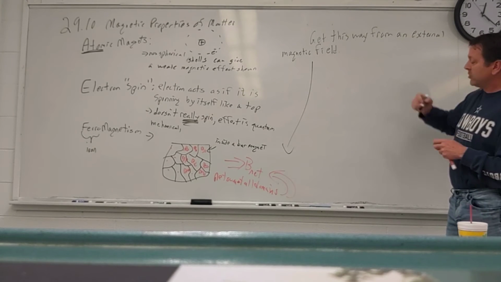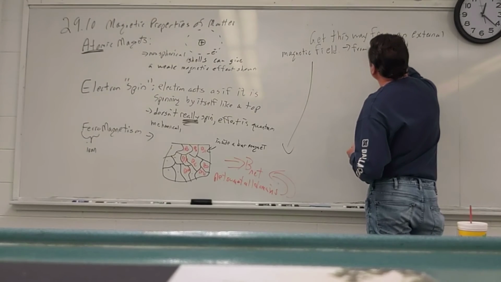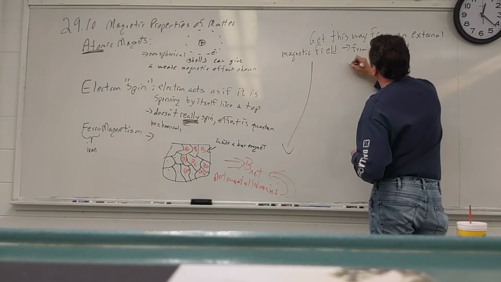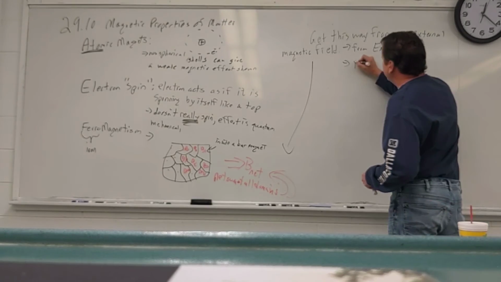And they get this external magnetic field. This could be from the Earth. Or, if we want to create our own magnets, from a solenoid.